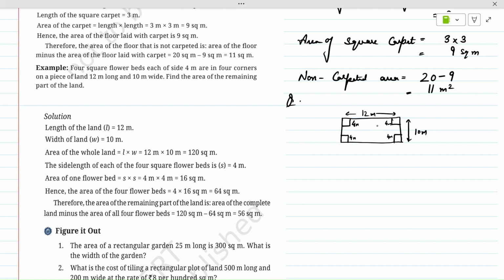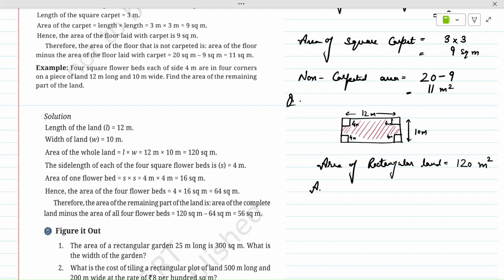Now what we have to find is the area of the remaining part of the land. So again we have to find the area which is remaining. Again what we have to do is find the area of the rectangle first, that is the outer area. So I'm writing here: area of rectangular land is 12 multiplied by 10, 120 square meters.